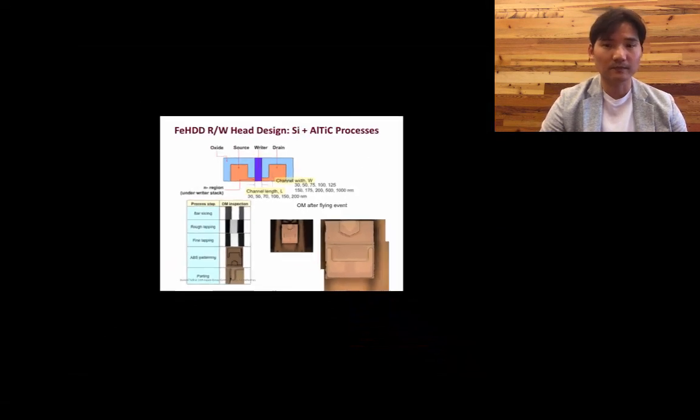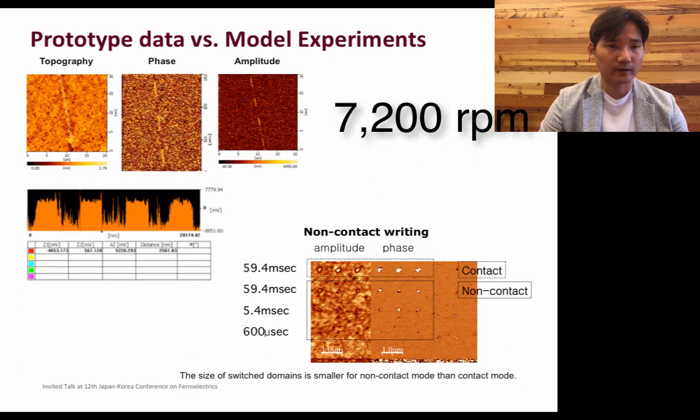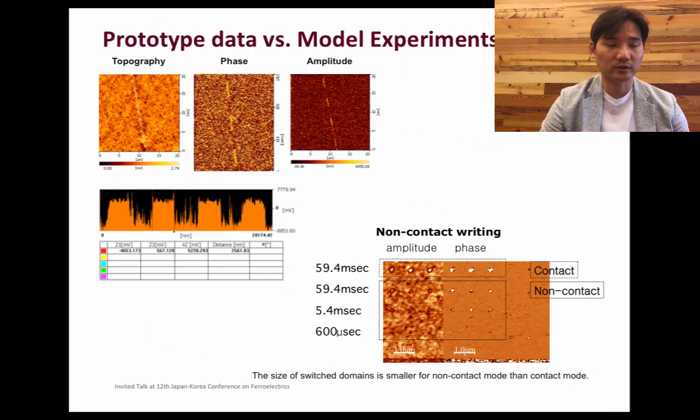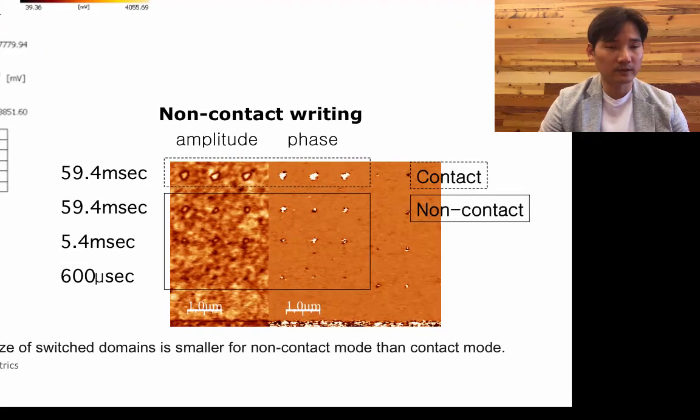So you can see the prototype, and we show that at 7200 RPM, we were able to write a track of ferroelectric bits on ferroelectric media, which has the same size as a 2.5 inch disk. And we were trying to understand how this was possible even in non-contact mode. So we mimicked that experiment using AFM and found that charge injection across the air gap could deposit enough charge to switch the bits in the ferroelectric media.